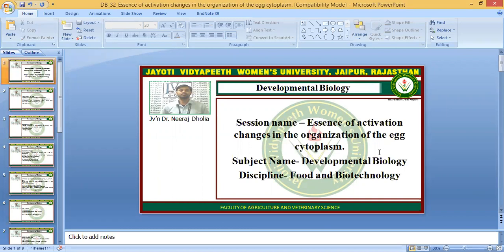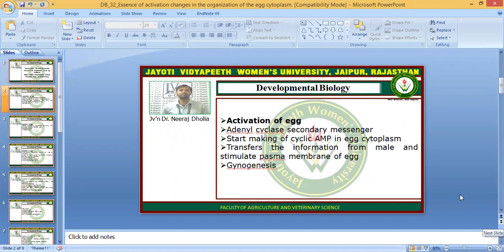So today we are here again to study the topic Essence of Activation Changes in the Organization of the Egg Cytoplasm. So this topic was incomplete in the previous lecture. So we will resume it and continue. So this topic comes under the subject developmental biology. Okay. So we will start with the activation of egg. So the activation of egg starts with the stimulation of the male gamete.